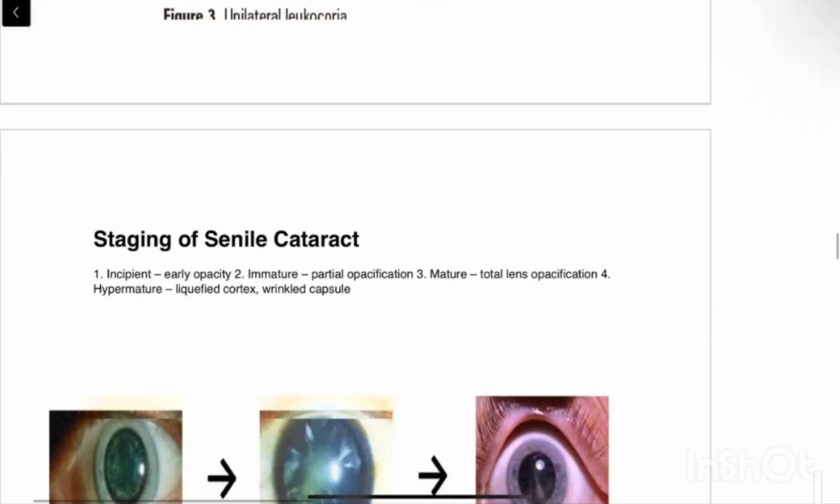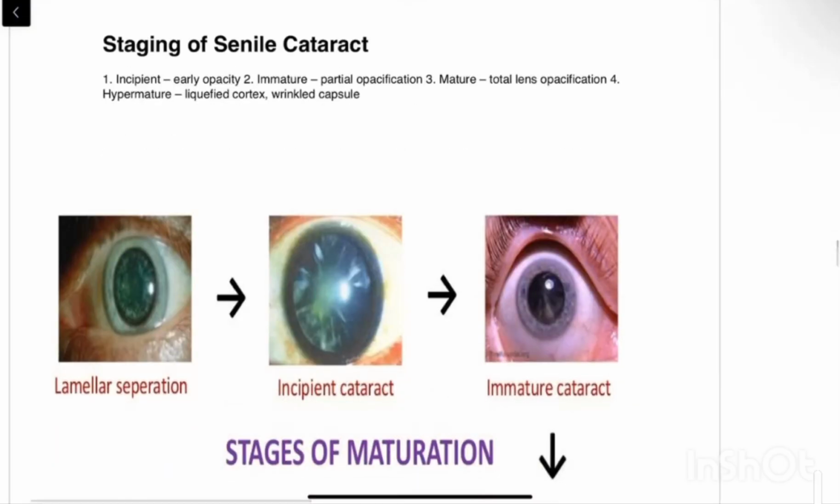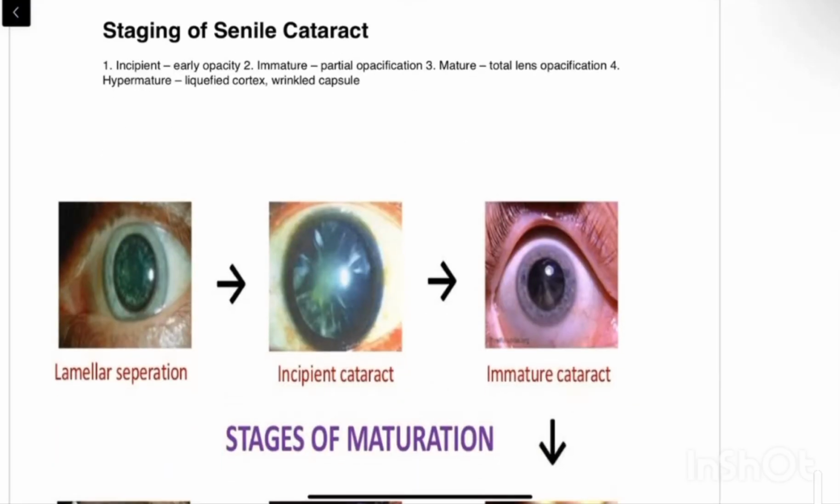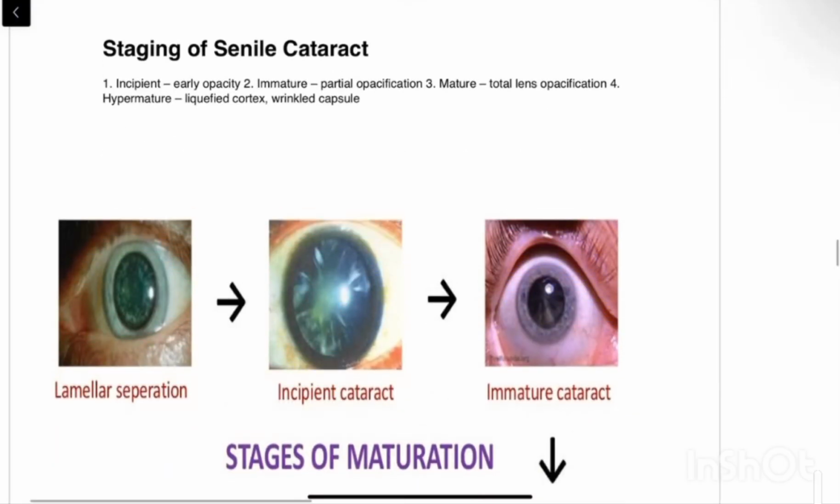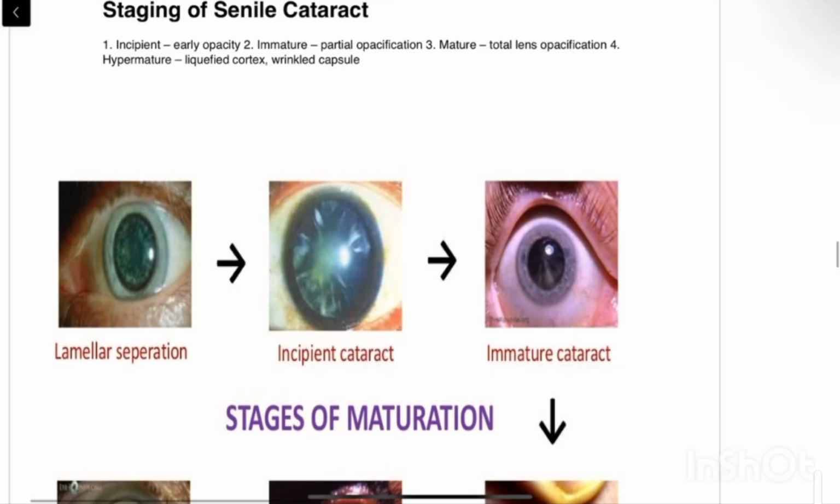Okay, next. Just like we had discussed before, there are various stages in the senile cataract. Cataract does not develop all at once; it develops in stages, and the most common cataract, as we know, is senile cataract. So you should know a bit more in detail about senile cataract. The first one is the incipient stage or early opacity.